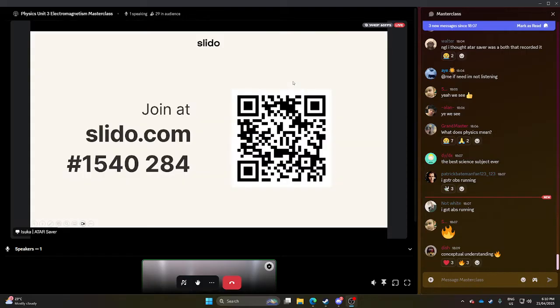The first thing I'm going to go through is quickly the Slido thing. If you want to do the slider thing, just scan the QR code or go to the website and put the number in, and then you can enter questions and it's completely anonymous as far as I know. So you could literally ask what is physics, like my brother asked in the chat as well.